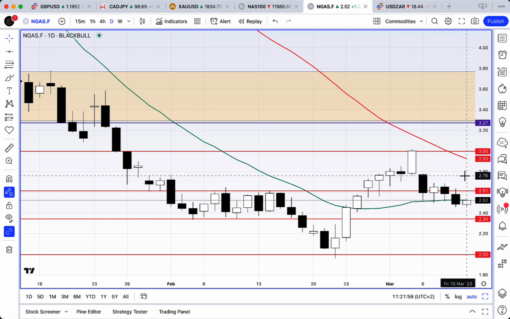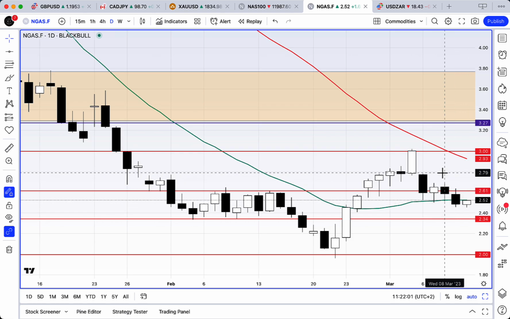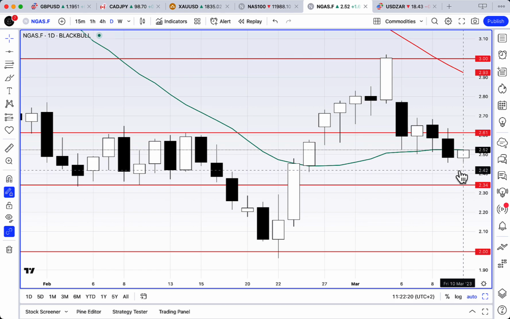You know my position on this. I'm long on natural gas, but I'm hedged short. About 30% short, 70% long. I was going to add more to the short side of the hedge on a daily close beneath this low here.